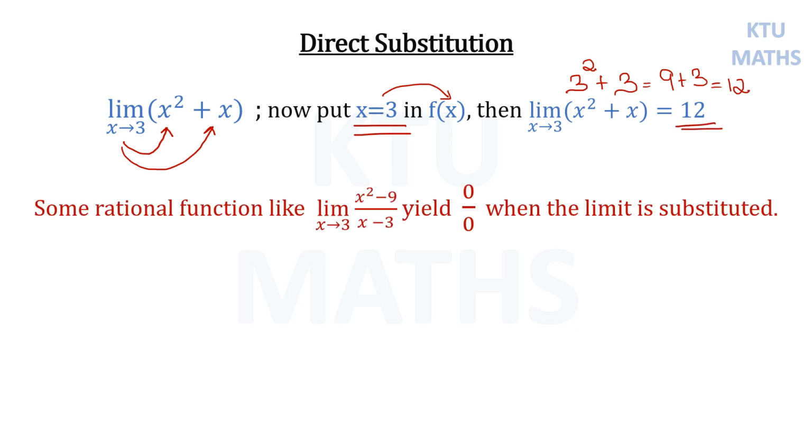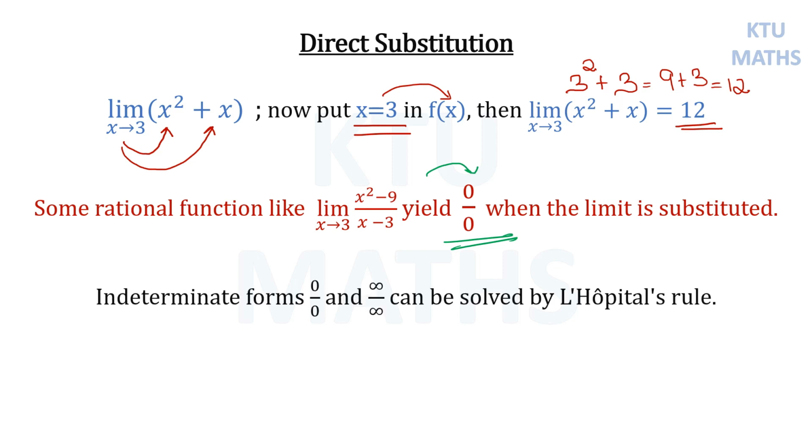Now what about functions that will yield 0 by 0 while substituting? These types of functions are called indeterminate forms. Such functions cannot be solved by direct substitution. And what will we do for that? That is what I am going to teach you next. This type of function is called an indeterminate form, and it can be better solved by L'Hopital's Rule. This is the name of a mathematician.